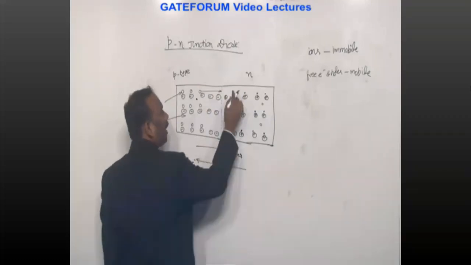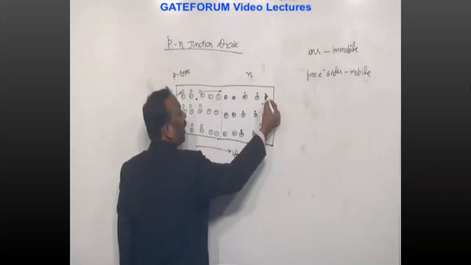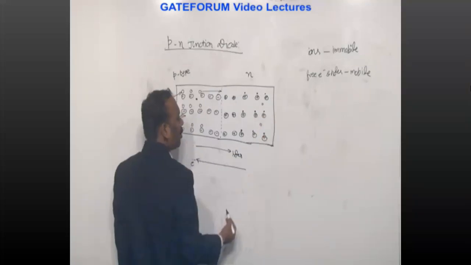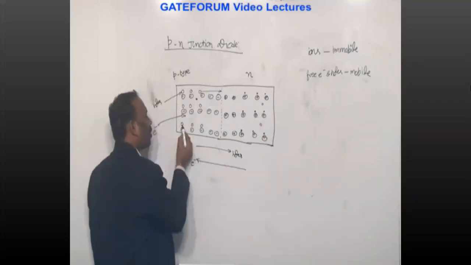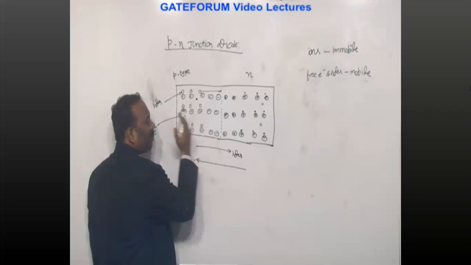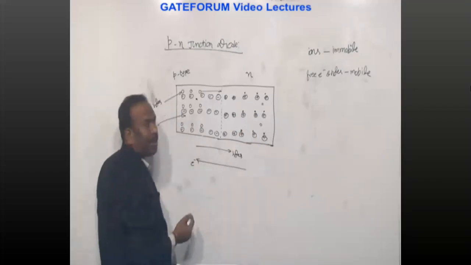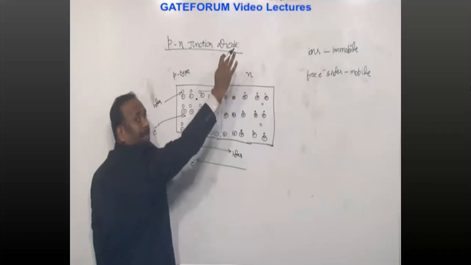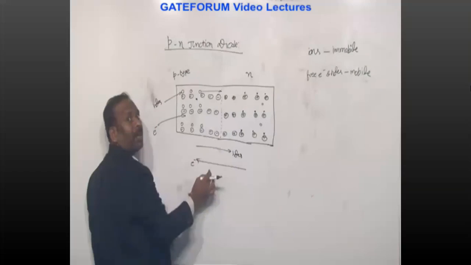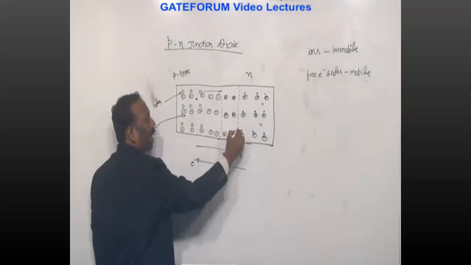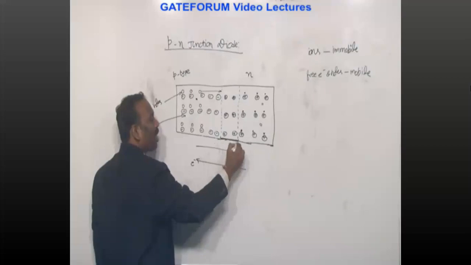But now see here: negative charge, positive charge, neutral. Negative charge, positive charge, neutral. Positive charge, negative charge, neutral. Positive charge, negative. That means this entire portion is neutral, this entire portion is neutral. But here, previously an electron was there. Now it has disappeared. The electron was there, disappeared. That means now, from here to here, we have a positive charge.